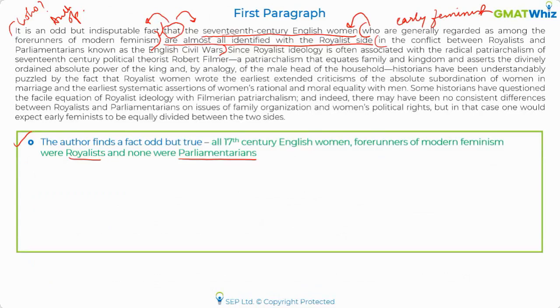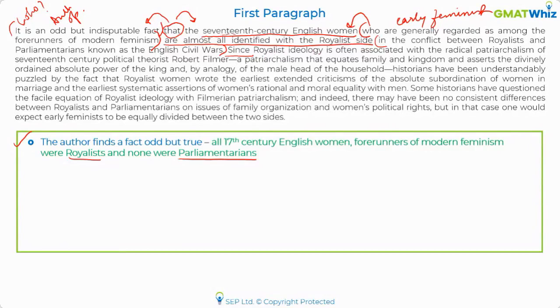Since. Now we call these transition words, words which add context. All right, and they are very important. We have a complete video lesson dedicated to teaching you the importance of these transition words, how they help you put a proper context to the passage, to tell you about the shift in view, if there is a shift, and so on and so forth. So here, the word since tells me a reason is going to be given. What is the reason? Since royalist ideology.